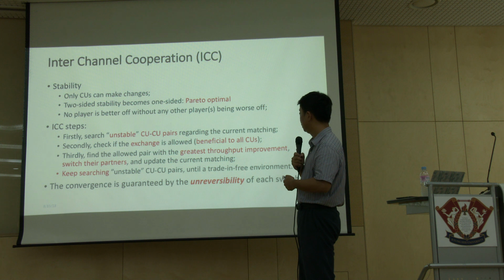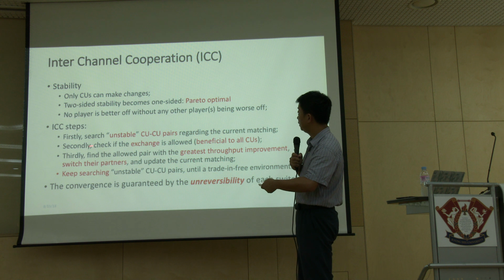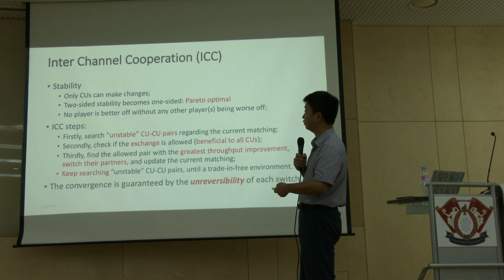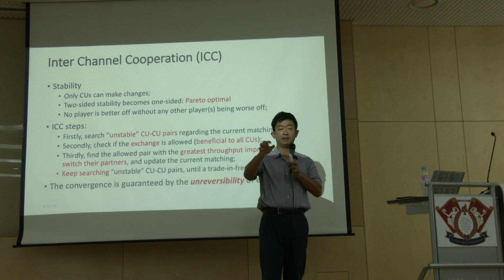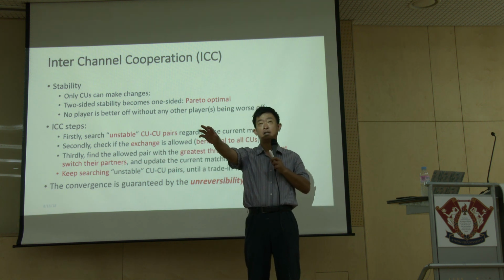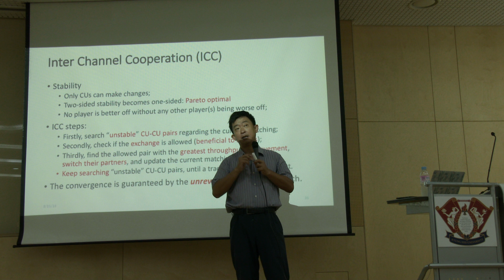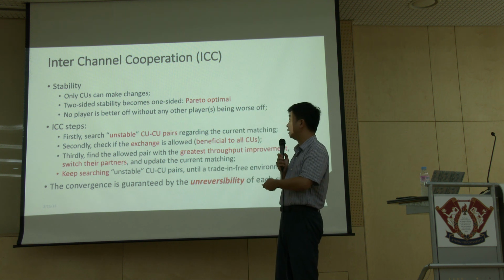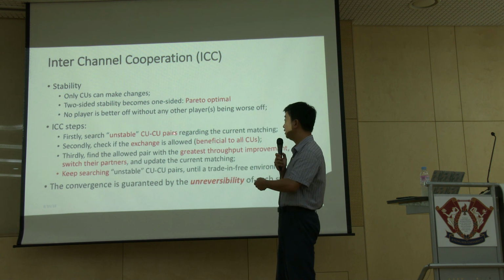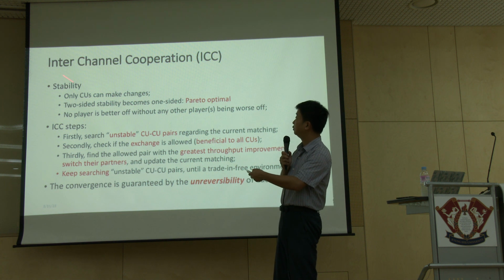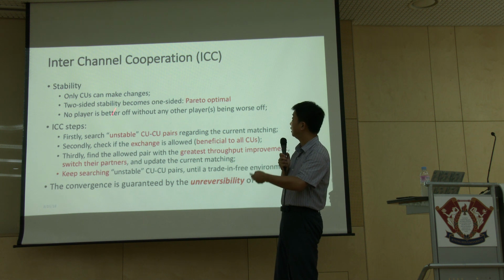Sometimes due to mobility, sometimes due to performance, we can exchange channels. For example, if this user is in this channel and the other user is in the other channel, and we find the performance is not good or not stable, we swap. So you use this channel, you use the other channel, and then it will be more stable and the performance better. So there's a systematic way to swap the matching, called the inter-channel cooperation, ICC algorithm.